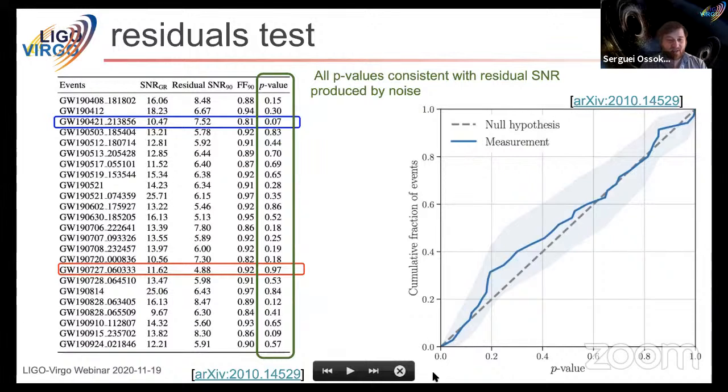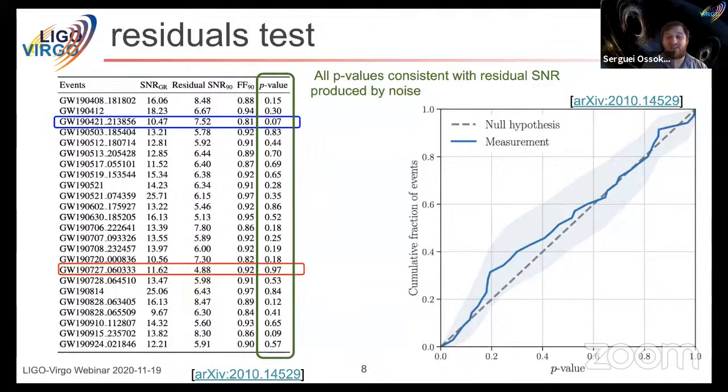Now, the table on the left shows all the events under consideration and the corresponding SNR, the residual SNR, as well as the p-values, again highlighting the lowest and highest p-values in blue and red. The most important thing to take away is that all the p-values in this table are consistent with all the coherent power, residual power coming from noise fluctuations in the detector.